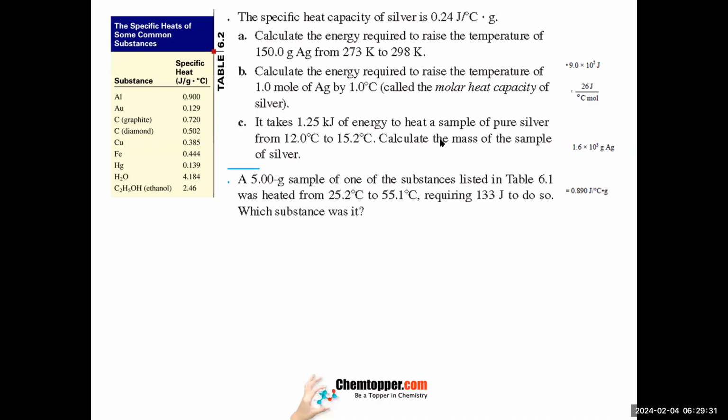So last time we were doing specific heat capacity and we discussed different types of questions based on it. Now here, this is the list of the specific heat capacities of some important compounds. Water has the highest specific heat capacity.